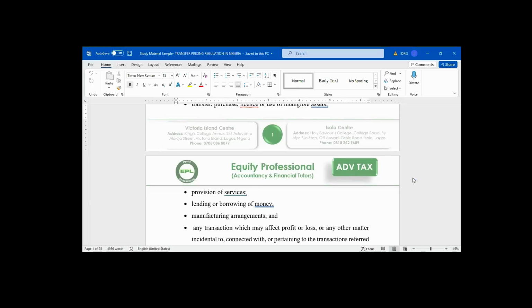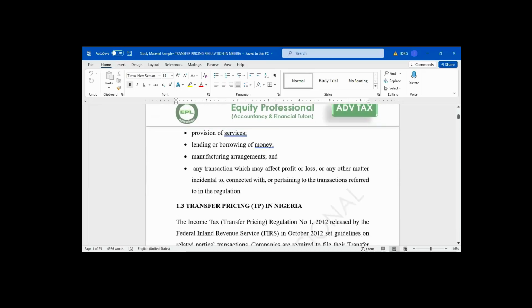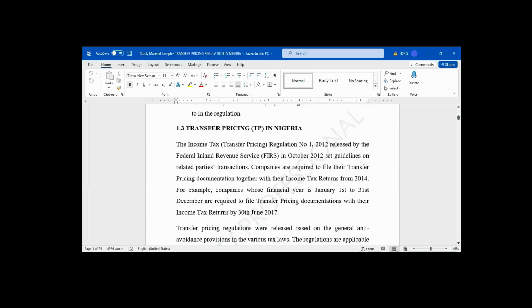Another one is provision of services. When two companies are related, and one company is providing management services to its subsidiary or to the associate, that transaction is covered under transfer pricing regulation. Lending and borrowing of money is also covered under transfer pricing. Manufacturing arrangements are also covered under transfer pricing. So these are the scope of transfer pricing regulation.